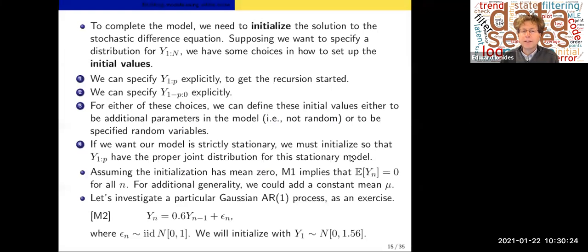We're going to think about that in the context of a very concrete Gaussian AR(1) process, M2, where y_n is 0.6 y_{n-1} plus epsilon_n, and epsilon_n is normal(0, 1). We're going to initialize with y_1 is normal(0, variance 1.56). We'll see that is the stationary variance. And having a concrete example will also let us reinforce our understanding by simulation.